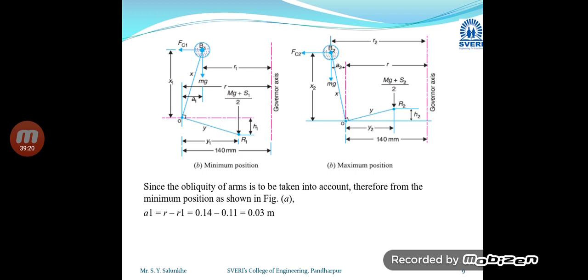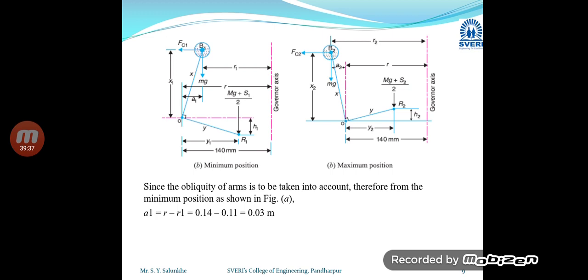Now here we just have to understand these diagrams. We can take a picture of it, and later we can refer to all the parameters on this diagram and solve this problem.